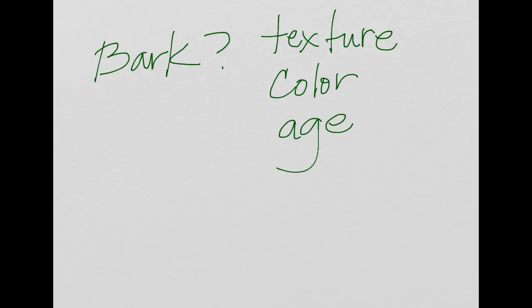Bark can be a really distinctive ID feature, or it could be one that doesn't tell you so much. We look at a few different qualities of bark. The texture of the bark: is it rough, is it furrowed, is it warty, is it peeling? The color of the bark, and also the age of the bark, or the age of the plant, affects the bark.